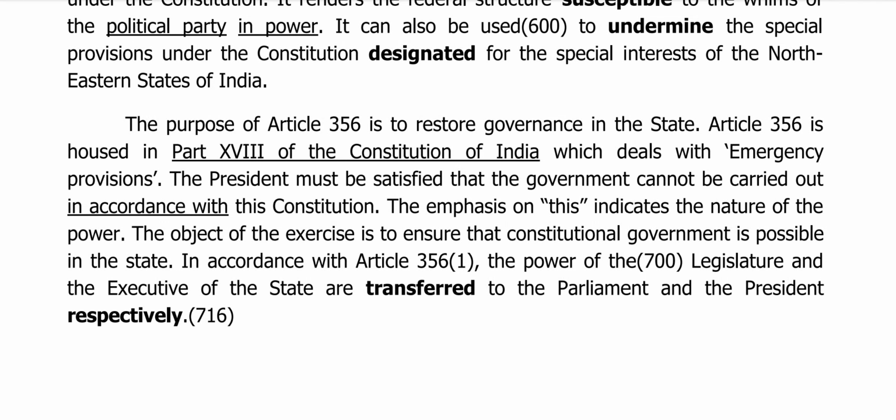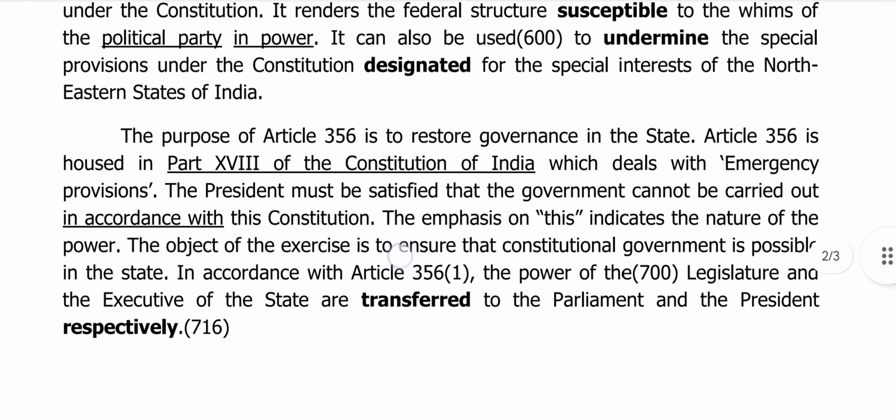Article 356 is housed in Part 18 of the Constitution of India, which deals with emergency provisions. The President must be satisfied that the government of the state cannot be carried on in accordance with this Constitution. The emphasis on this indicates the nature of the power. The object of the exercise is to ensure that constitutional government is possible in the state. In accordance with Article 356(1), the powers of the legislature and the executive of the state are transferred to Parliament and the President respectively.